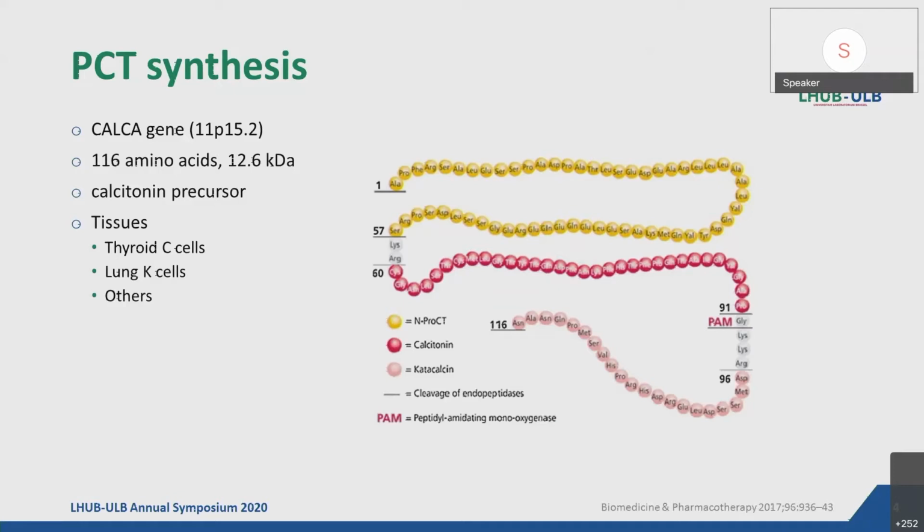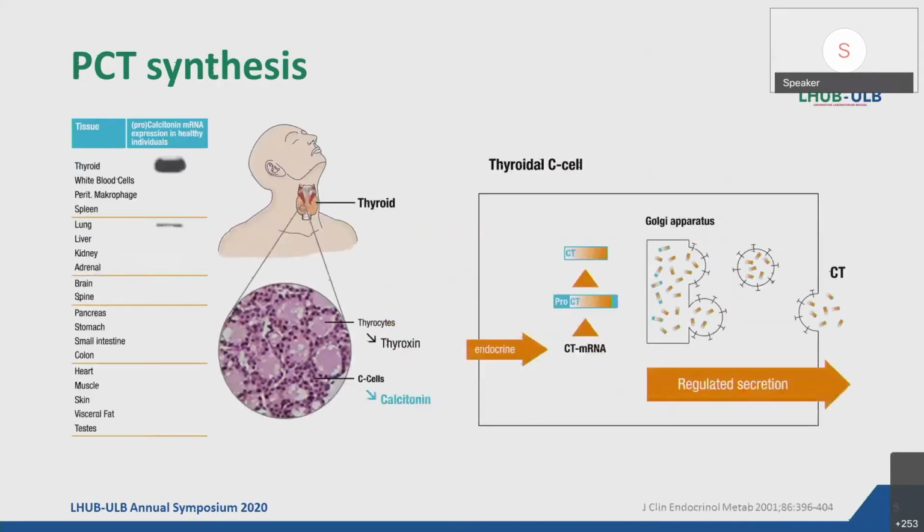So on the picture here, you can see procalcitonin, and in red, the resulting calcitonin that displays only 32 amino acids. And as you can see here, the expression of the gene has been studied in different tissues, and it's mainly, as I said, the thyroid that produces the peptide, and in thyroid cells, procalcitonin is processed by pro-hormone convertase to give rise to the calcitonin that is secreted in the blood circulation.